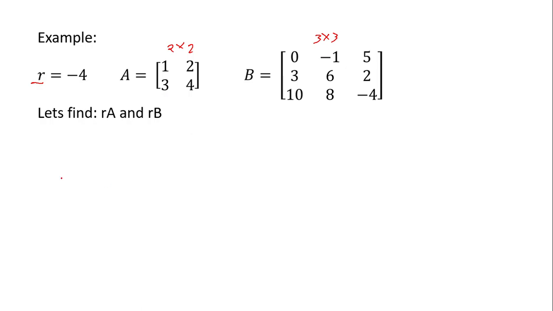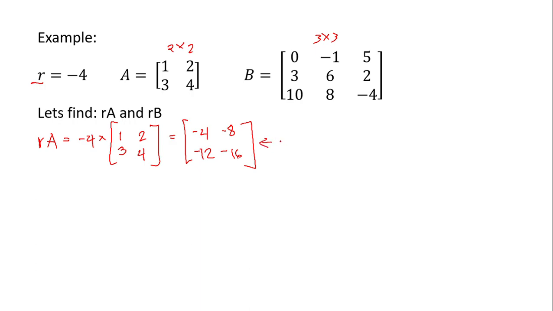Okay? So, for this, we have RA. So, we just need to multiply R dun sa ating matrix A. Okay? So, our R is negative 4. Multiply to our matrix A. So, we have 1, 2, 3, and 4. So, we have negative 4 times 1 is negative 4. Negative 4 times 2 is negative 8. Negative 4 times 3 is negative 12. And negative 4 times 4 is negative 16. Okay? So, that is our RA.